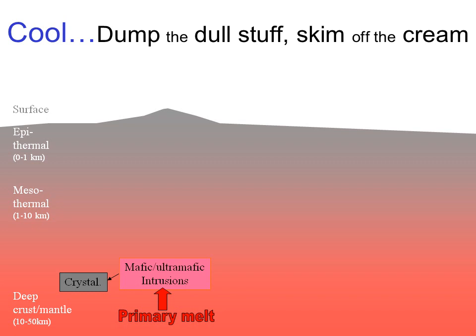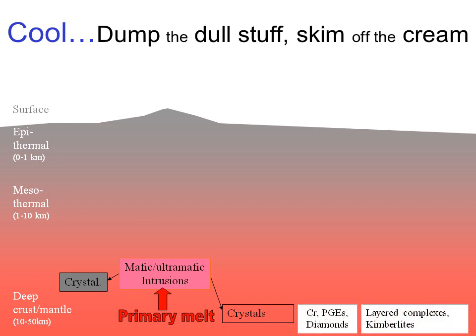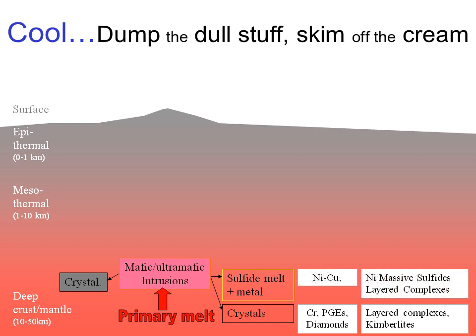So the metals that we do want are concentrated either in crystals themselves. They come out as later formed crystals, and for examples we could talk about chromium, platinum and diamonds forming in layered complexes and kimberlites respectively, or maybe they would combine with sulfur to form a sulfide melt. And copper and nickel are two metals that tend to do this in these intrusions. So we'll find nickel massive sulfide deposits, and we'll find copper-nickel deposits in layered complexes.